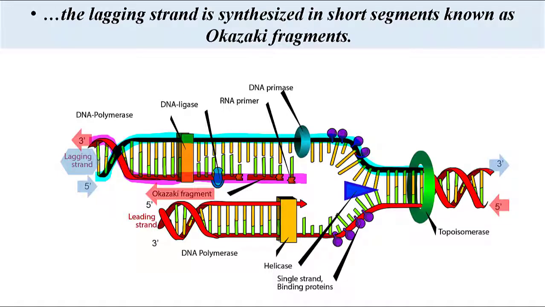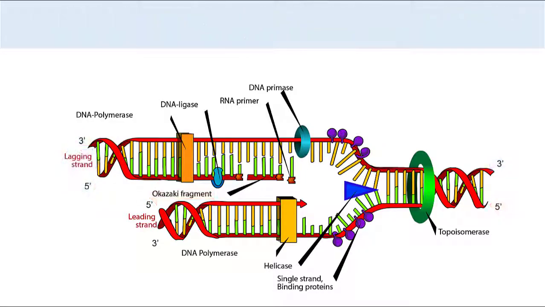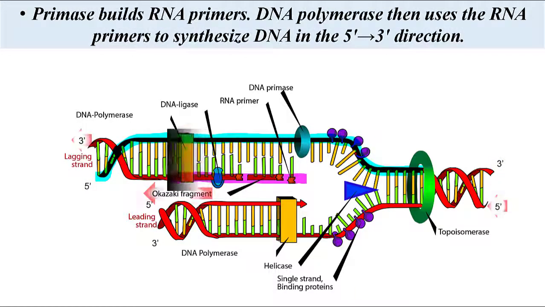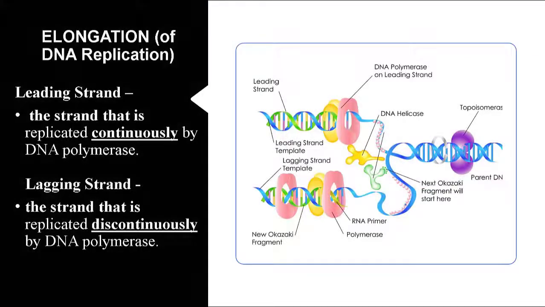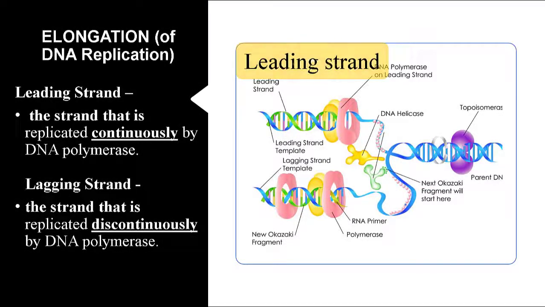How this is done is through primase building RNA primers to allow for this to occur. Then, DNA polymerase uses the RNA primers to synthesize DNA in the 5' to 3' direction. The leading strand is the strand that is replicated continuously by DNA polymerase. The lagging strand is the strand that is replicated discontinuously by DNA polymerase.